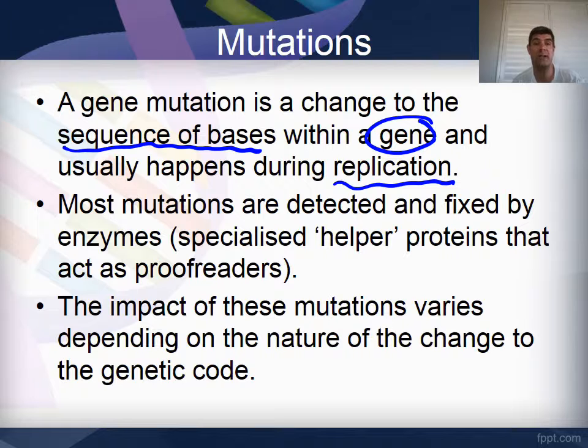Most mutations are detected and fixed by enzymes, so the body has its own special inbuilt system for detecting and correcting any mistakes that may be made during the replication process. However, some mutations still get through, and the impact of these mutations varies depending on the nature of the change to the particular genetic code.